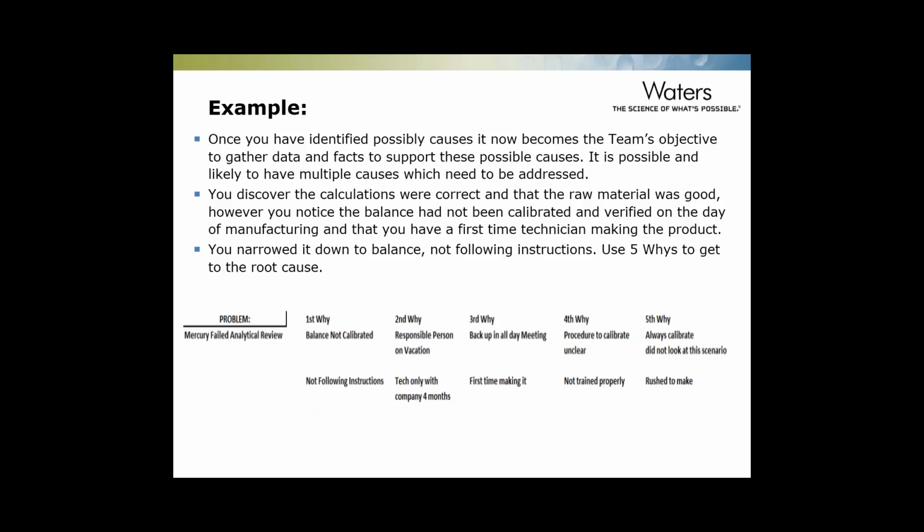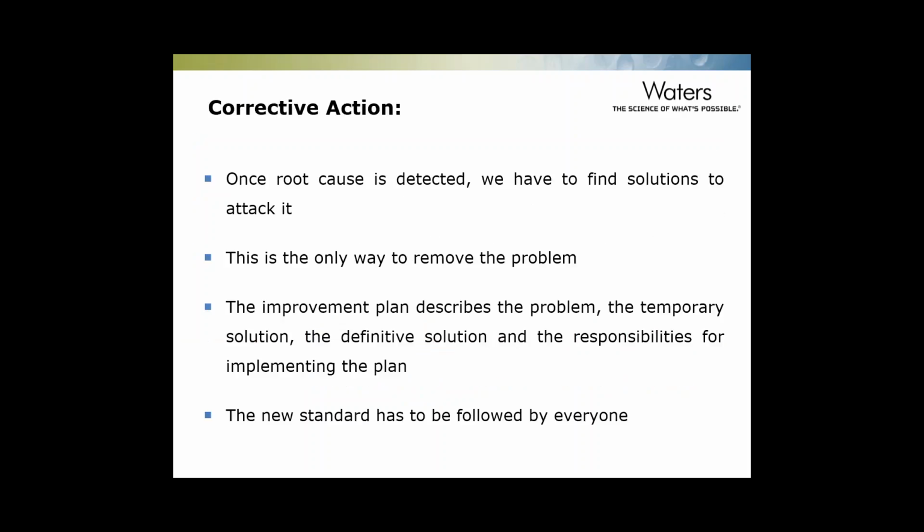Again, I went through this fairly quickly. It's fairly high level, but it's a good example of how you can use all 3 tools to get to the process. Now, once you have identified your root causes, you actually have to put actions into place, right? What are the solutions and how you're going to attack those root causes? This is the only way you're going to remove the problem, right? Is to get to the root cause and put corrections in place to ensure that it doesn't happen again, all right?